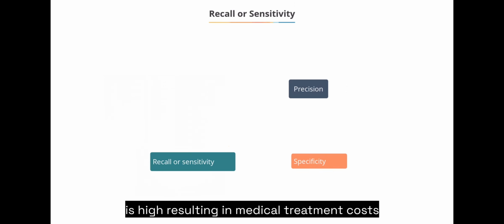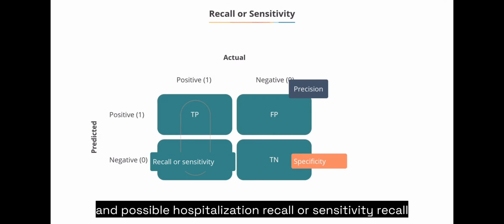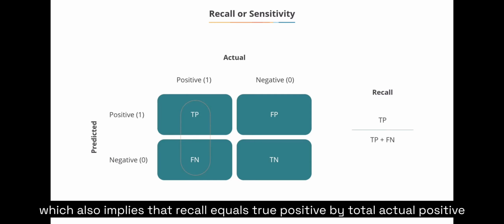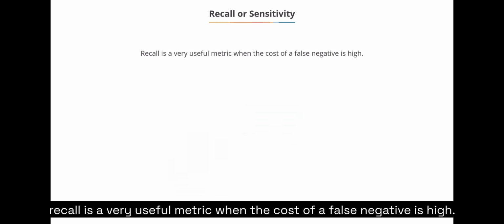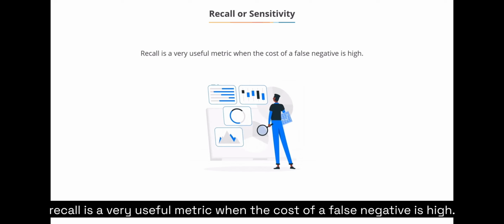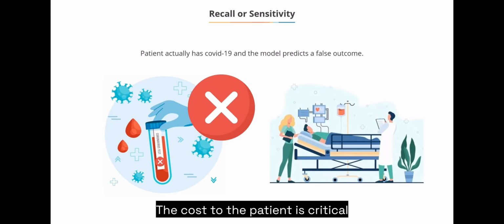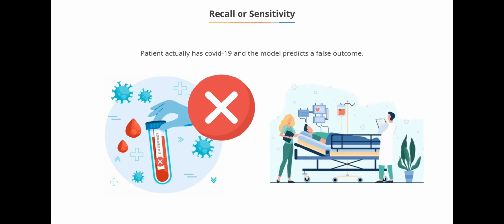Recall, or sensitivity. Recall equals true positive divided by true positive plus false negative, which also implies that recall equals true positive divided by total actual positive. Recall is a very useful metric when the cost of a false negative is high. In the example, if the patient actually has COVID-19 and the model predicts a false outcome, and the patient is reported negative for COVID-19, the cost to the patient is critical.